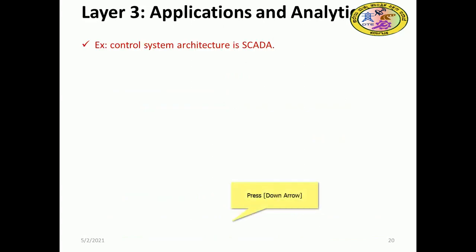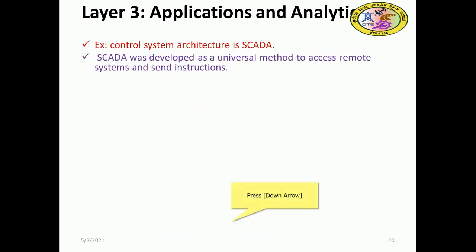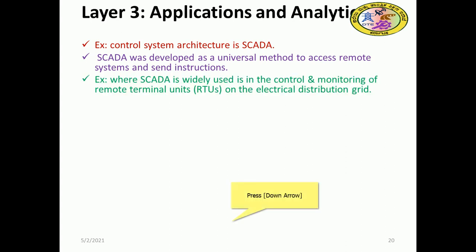At layer 3, the control system architecture is SCADA, the Supervisory Control and Data Acquisition protocol for the electrical grid, developed as a universal method to access remote systems and send instructions. For example, SCADA is widely employed to control and monitor remote terminal units on the electrical distribution grid.